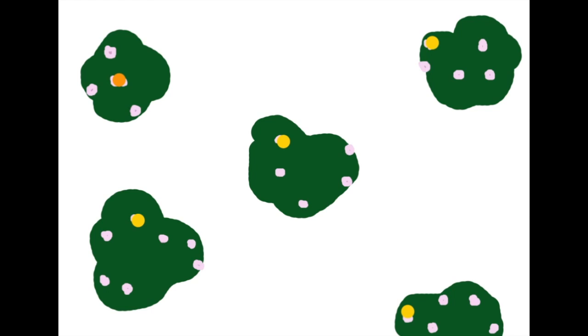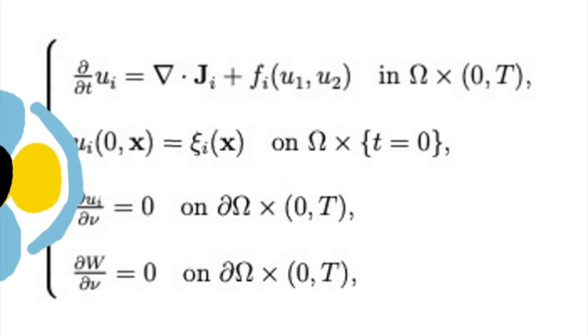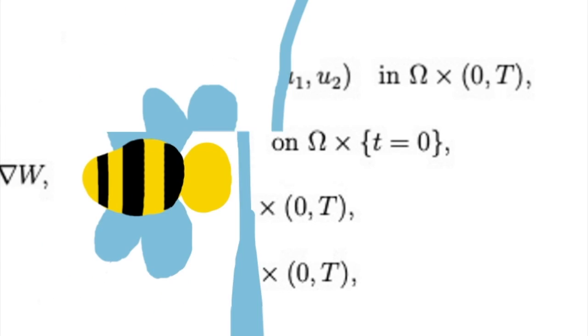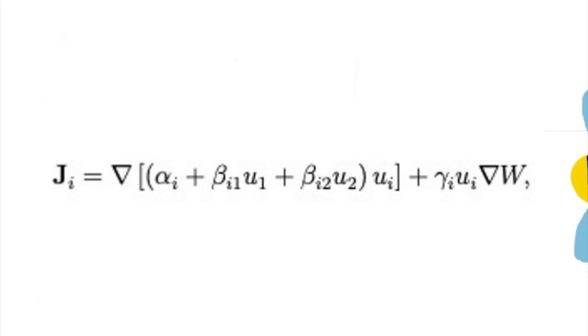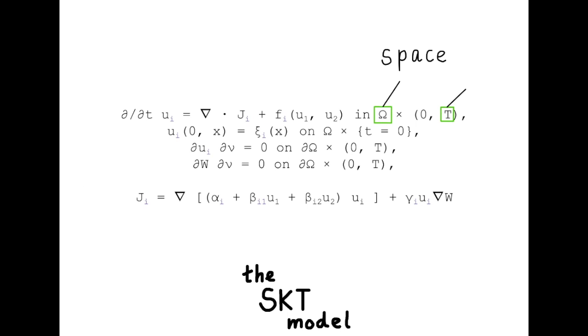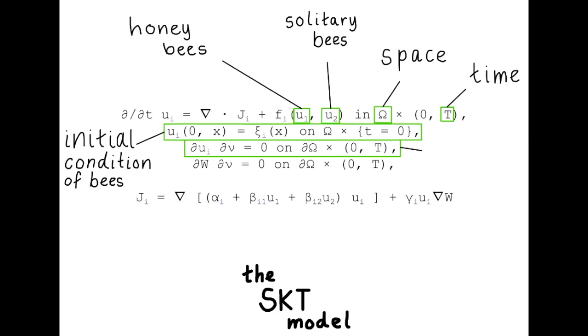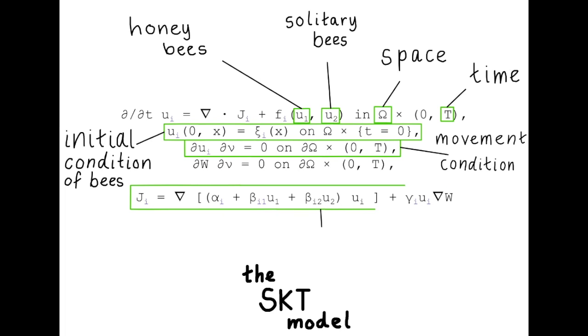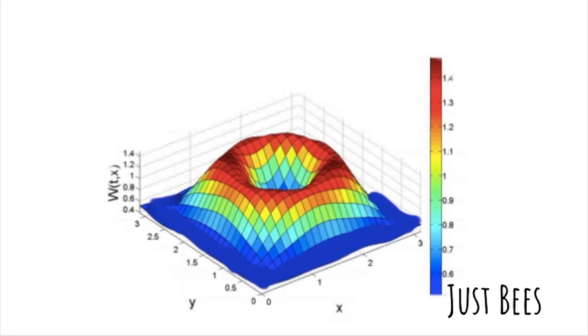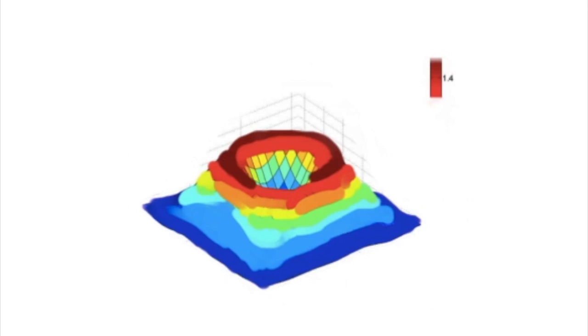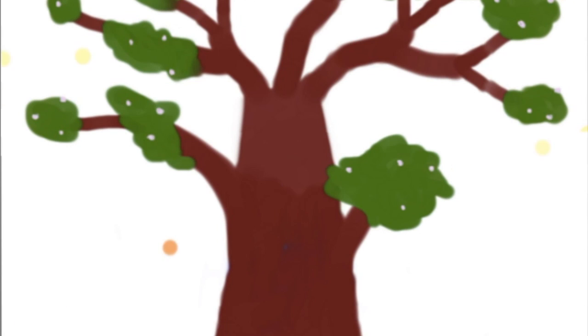A model that Young created which shows the interaction between solitary bees and honeybees is shown as a set of equations. This model is known as the SKT model, and basically it is a model in a set space and time. U1 is the honeybee and U2 is a solitary bee that disrupts the flow. The equation involves both the initial conditions of the bees and the movement condition. J1 is the population flux of the bee species. After computing all of these equations, you get a graph showing the distribution of bees around the trees when they are alone and when another insect disrupted them.